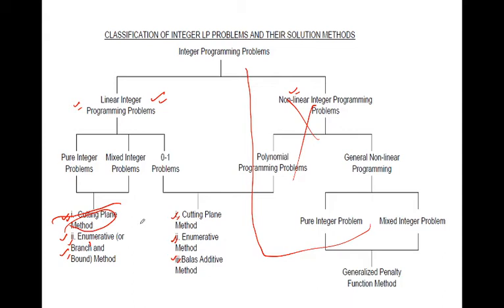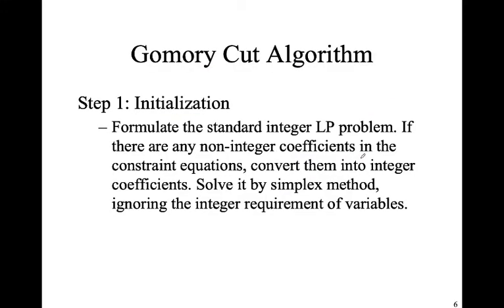So with the help of the cutting plane method, how can we solve the integer programming problem? The method is called the cutting plane algorithm, or it is widely known as the Gomory cut, named after the inventor of this algorithm. Let us discuss this algorithm: what do we do in it, and how can we find the integer solutions for a given linear programming problem.